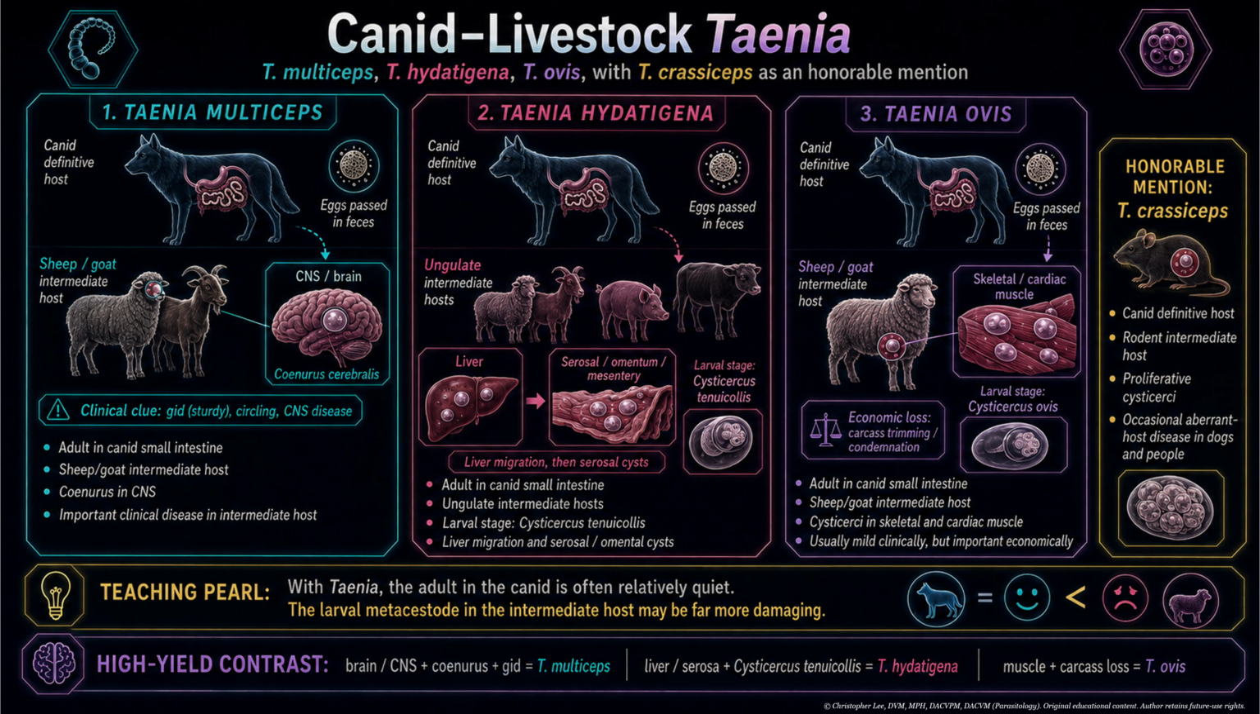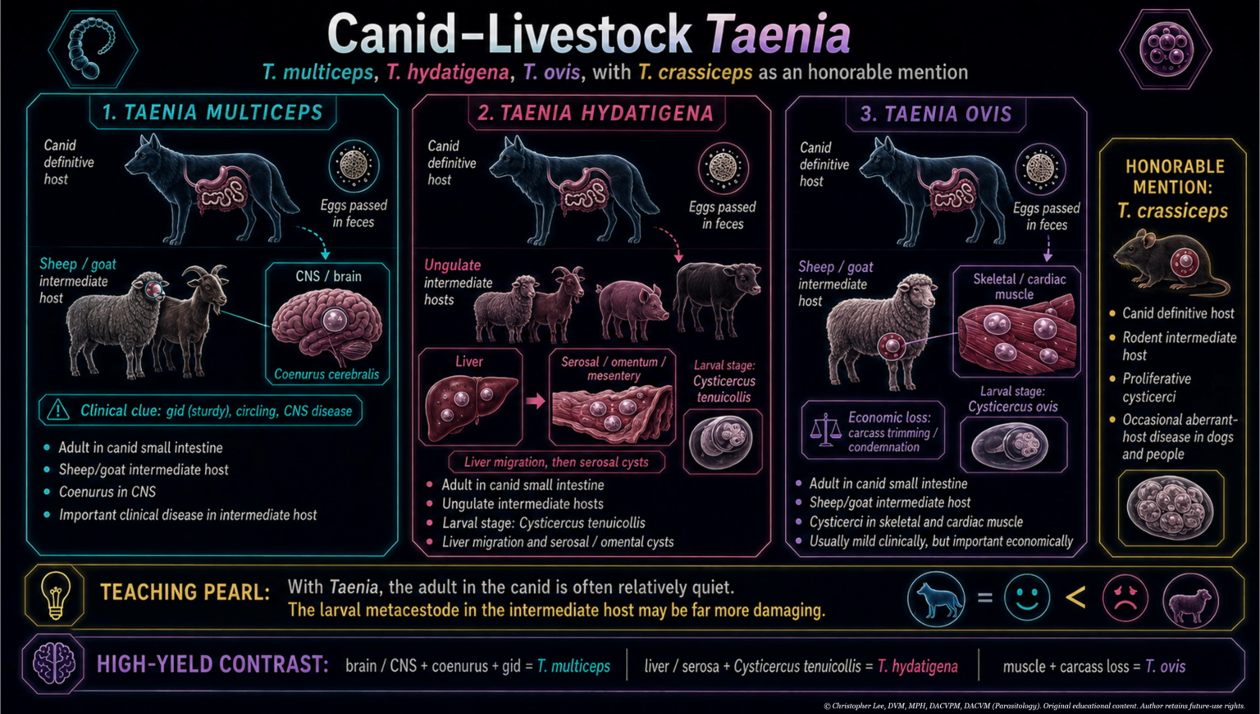Taenia multiceps is the dramatic teaching moment. Adult worms live relatively quietly in the canid small intestine, but sheep and goats can develop Coenurus cerebralis in the central nervous system. That produces coenurosis, also called gid or sturdy, with circling and other neurologic signs. This is a lovely, if slightly rude, reminder that the larval stage in the intermediate host may be far more damaging than the adult in the definitive host.